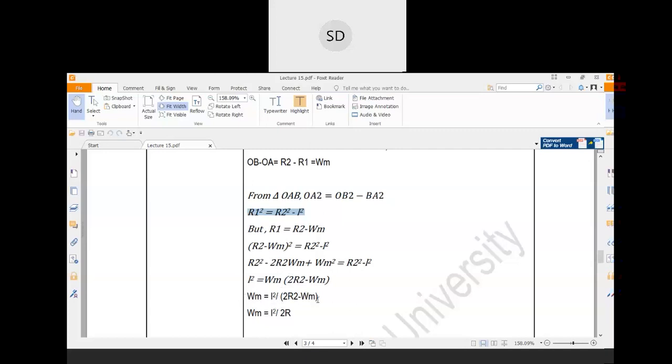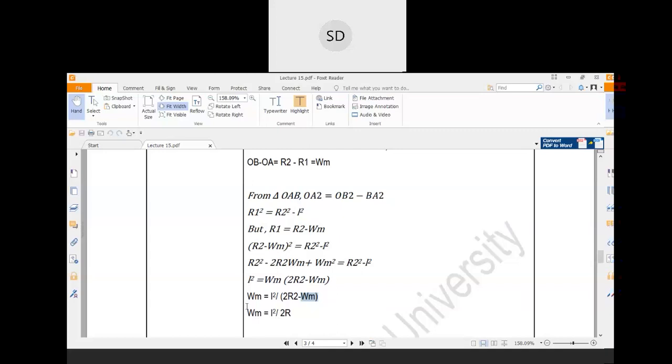Now the thing is that Wm, that extra widening, would be very small compared with R2, that is the radius of the horizontal curve. It would be very much smaller compared to 2R2. So you can ignore the Wm portion in the denominator and write Wm equal to L square divided by 2R. So basically that is your mechanical widening of the pavement for a single lane.